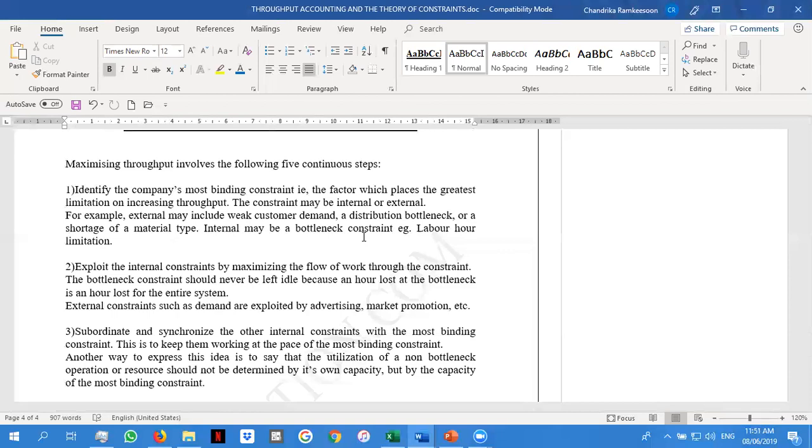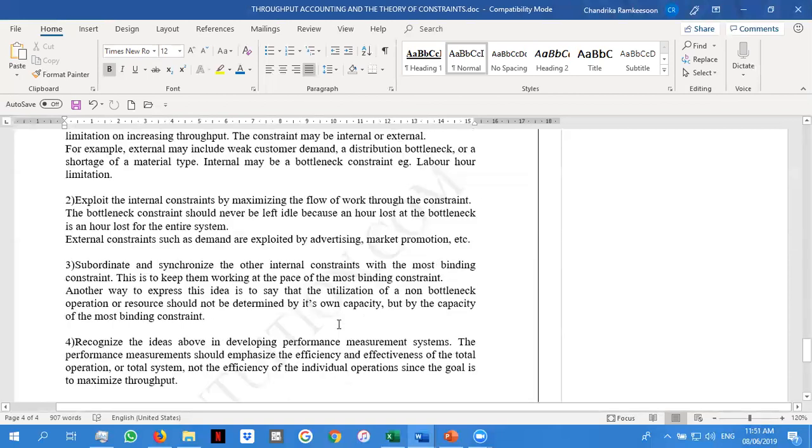Number 3, subordinate and synchronize the other internal constraints with the most binding constraint. This is to keep them working at the pace of the most binding constraint. But what we're saying there has to do with the chain example, or even better, let me use the example of the traffic bottleneck. The 5 lanes eventually end up into 2. What that means is that at some point the 5 lanes have to work at the pace of the 2.